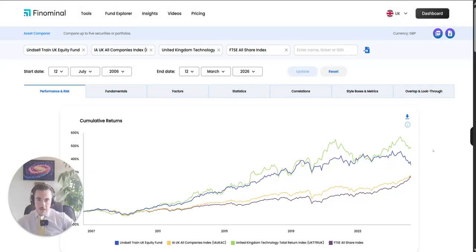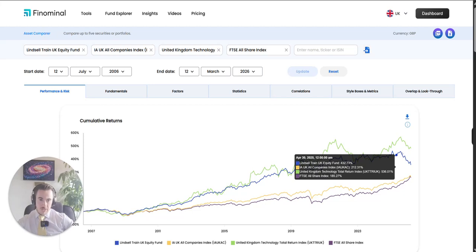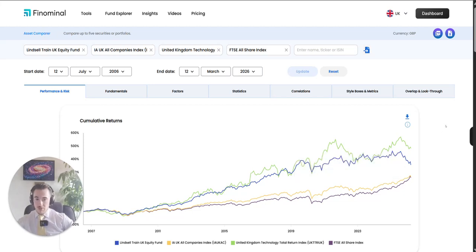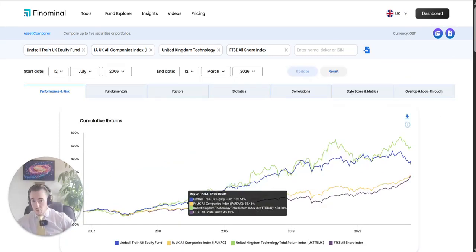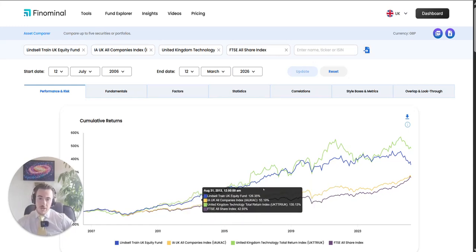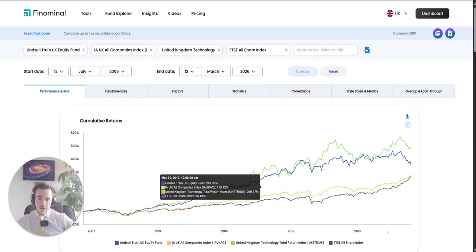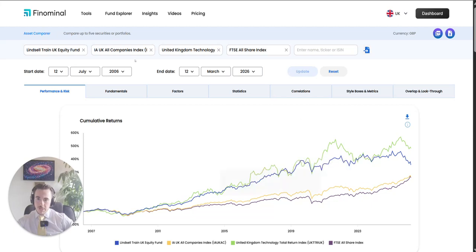The main thing that pops out to me straight away is the close tracking to the UK Technology Total Return Index, which is not that surprising, especially with that 30% allocation in technology. Though also looking at this, it looks phenomenal, you could say, for the Lindsell Train UK Equity Fund against the IA UK All Companies Index, as well as the FTSE All Share. But let's actually change this now and look at the period from 2020.